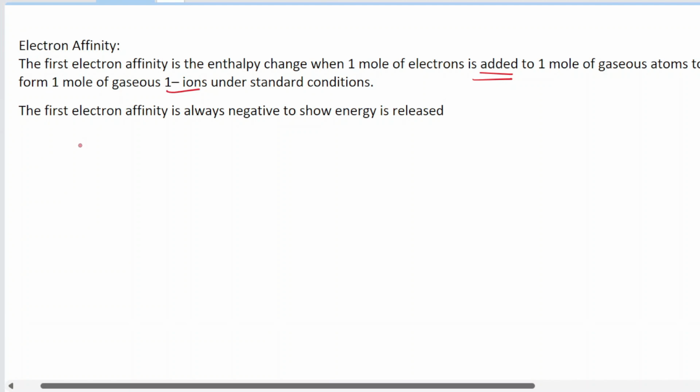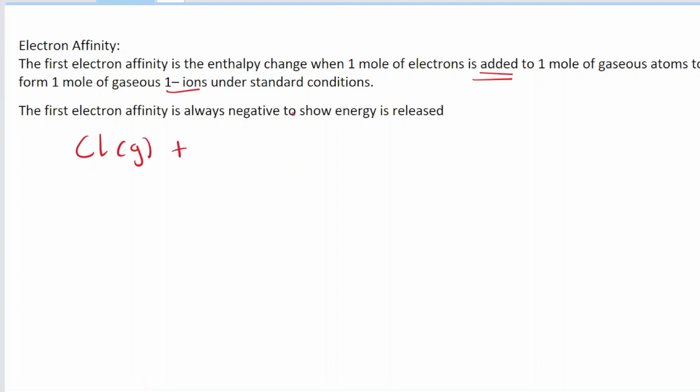So let's take an example of a chlorine atom in the gaseous state, plus an electron, because 1 mole of electrons is added, and it forms a chlorine 1 minus ion, which is also in the gaseous state. Now, the enthalpy change for this one will be negative, and it's an exothermic reaction. Why is that? Because you're adding an electron to a chlorine atom. You are trying to combine two things, and usually when two things combine like this, they release energy. It's opposite to ionization energy.